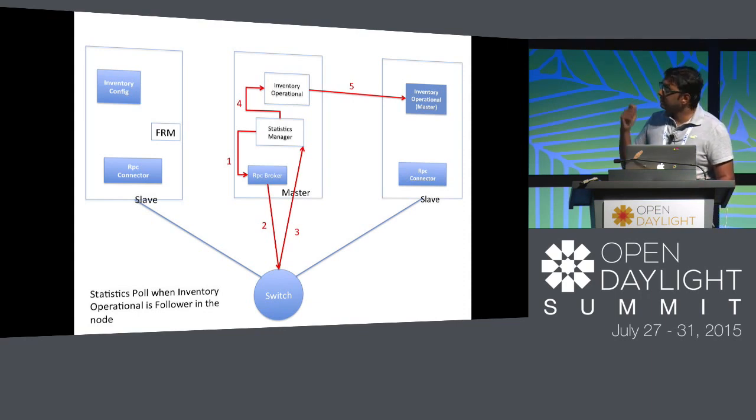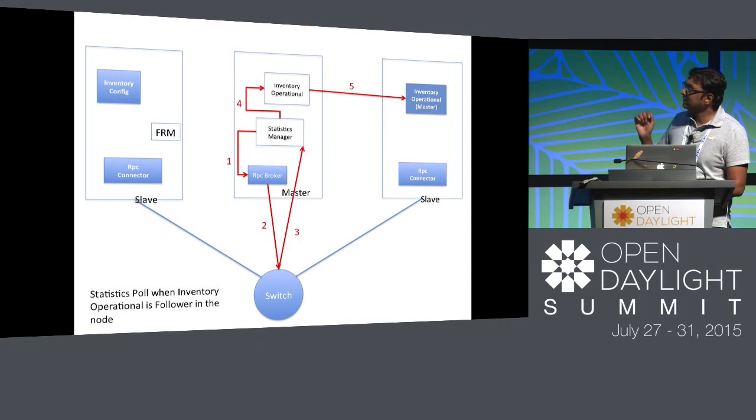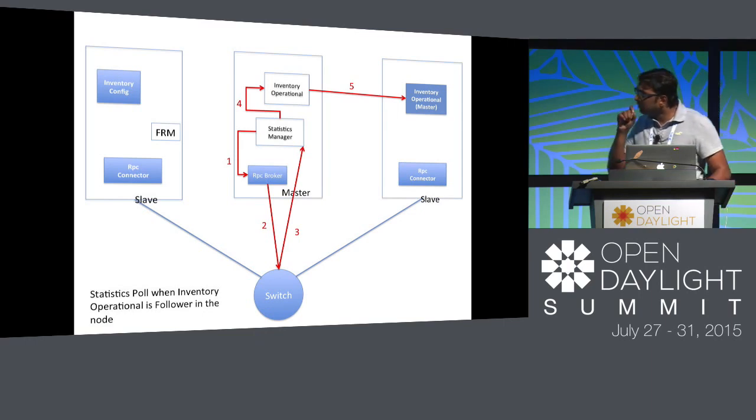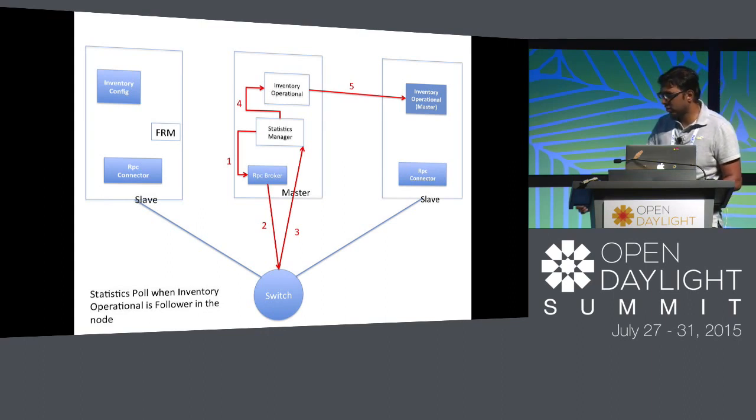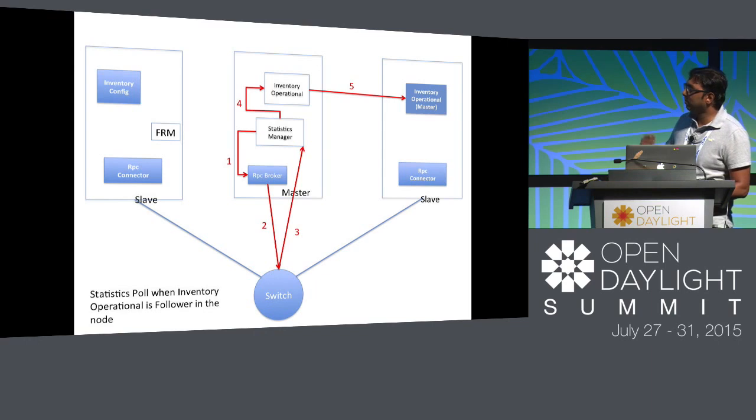In the Helium design, the stats manager is situated outside of the OpenFlow plugin as an app. So what's happening over here is that the stats manager makes an RPC, and that RPC is going to the switch. You get a notification back from the switch, like a multi-part response, which is picked up by the stats manager from the switch. That's the number 3 over there.